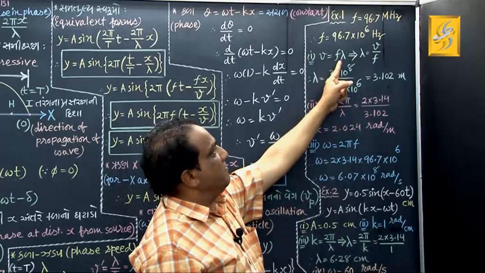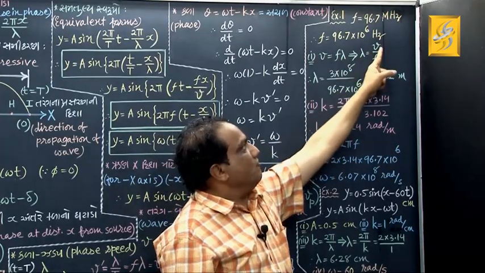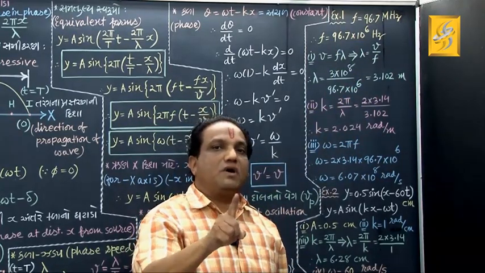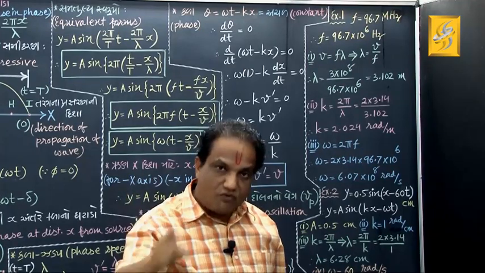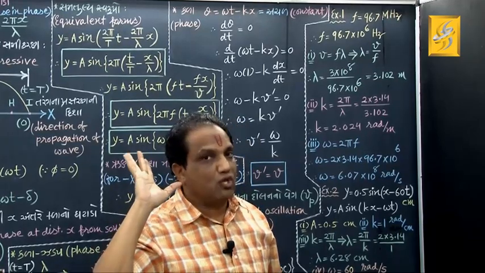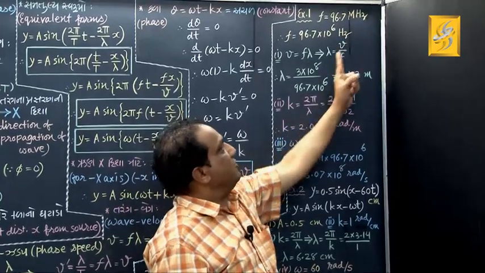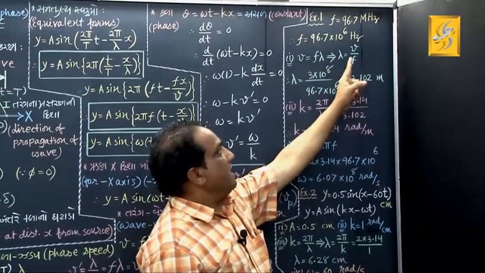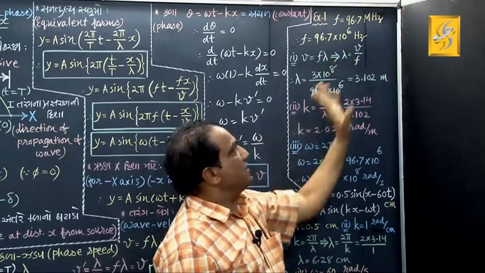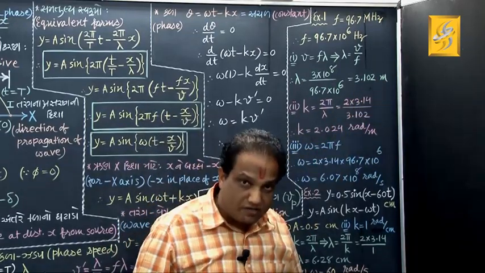Now v equals f lambda, so lambda equals v upon f. What about velocity? They are talking about radio waves. Radio waves are nothing but electromagnetic waves, which travel in air or vacuum with the same speed as the velocity of light in vacuum, which you know is 3 into 10 raised to 8 meter per second. The frequency you must write in hertz: 96.7 into 10 raised to 6. Simplify, the answer is 3.102 meter.